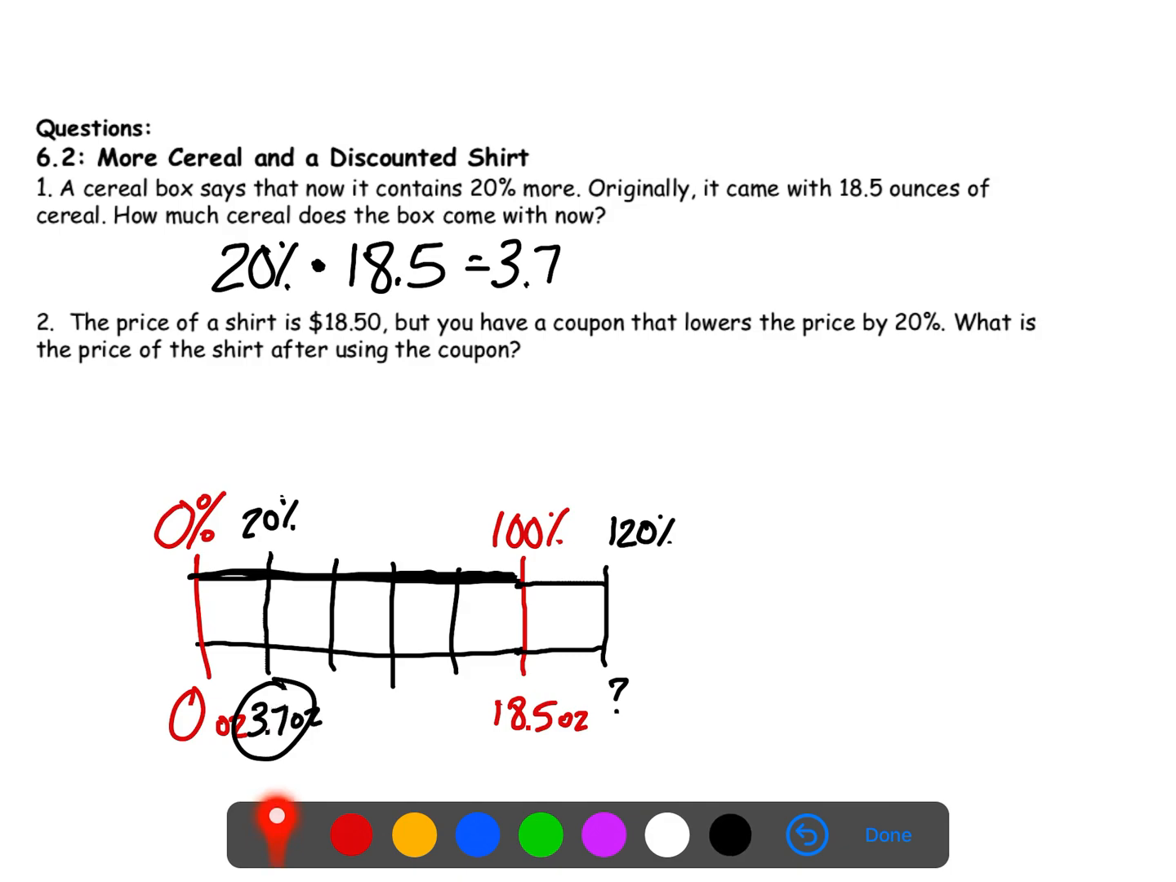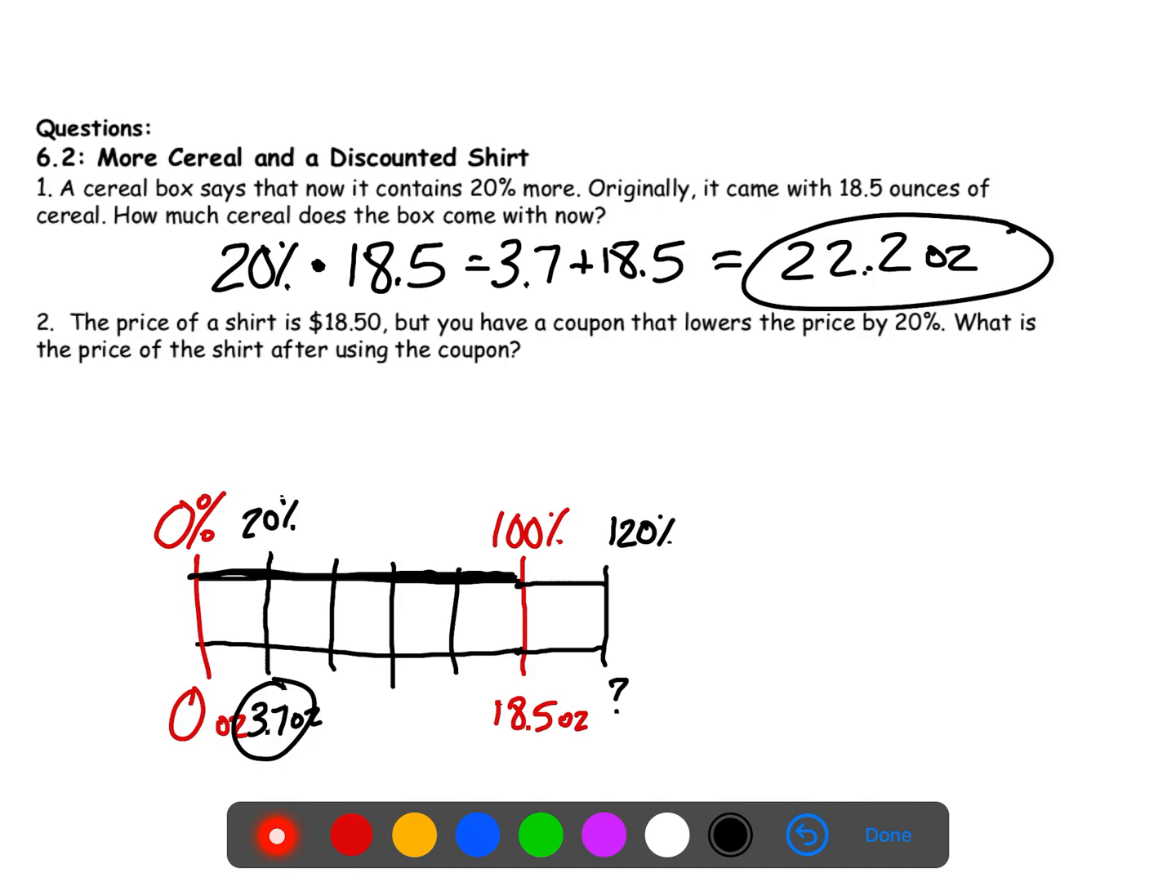Now, because the cereal box is getting larger, it's increasing, what we're going to do is increase this amount by 20%. So we're going to take the size of the old box and add on the extra 3.7 ounces. So we're going to take the 3.7 ounces, add on the 18.5 ounces, and that gives us a total of 22.2 ounces. OZ is just the abbreviation for ounces.